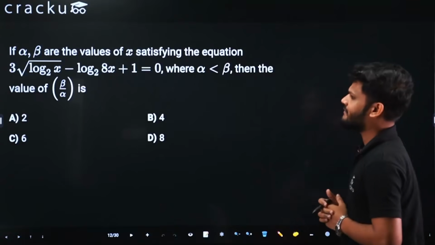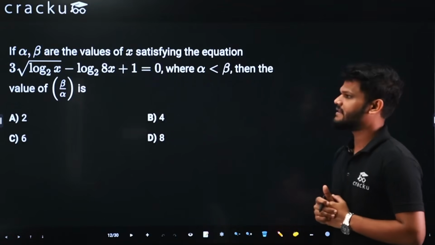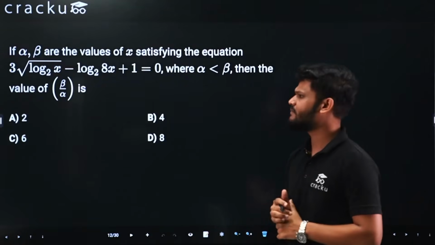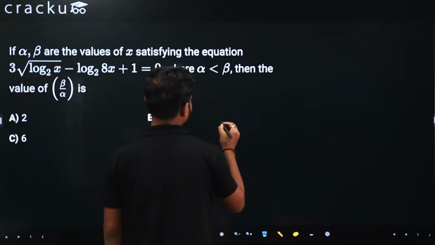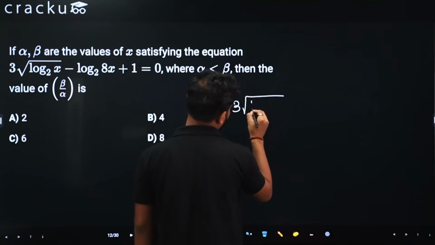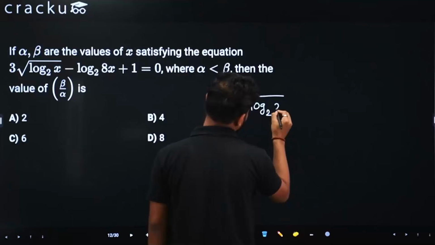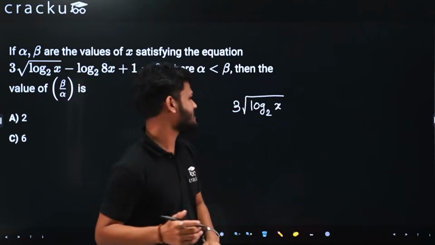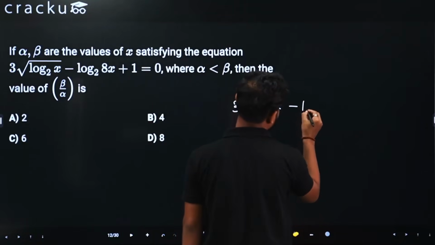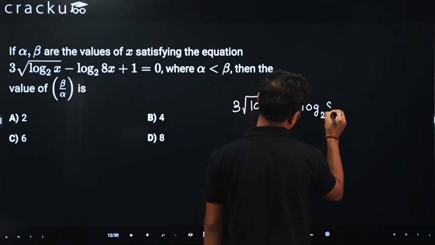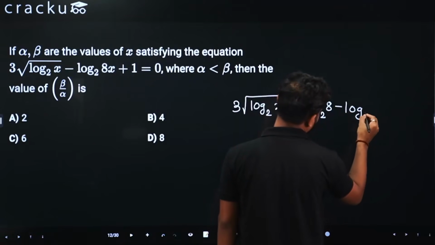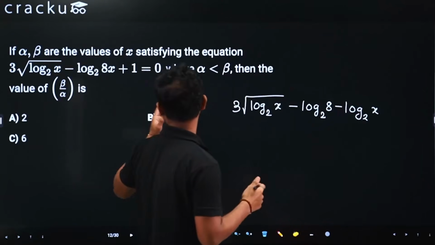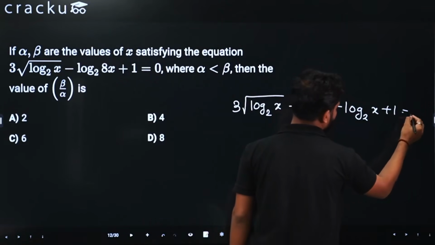In this question we are asked, if alpha and beta are the values of x satisfying the given equation, where alpha is less than beta, then what is the value of beta by alpha? This is pretty easy. Here you have 3 under root log 2x. You can split log 2 8x as log 2 8 plus log 2x, which is nothing but minus log 8 to the base 2 minus log x to the base 2. Simple property: log of AB is log of A plus log of B, plus 1 is equal to 0.